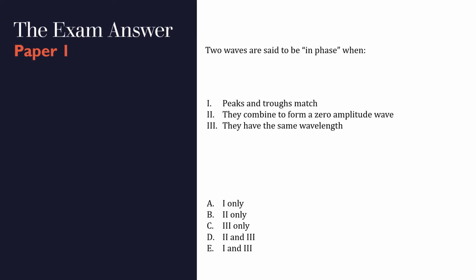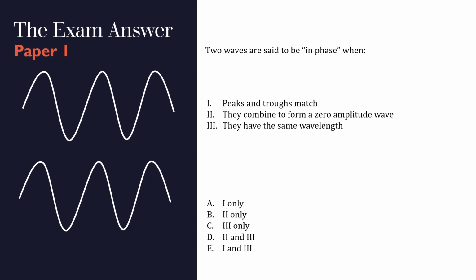Two waves are said to be in phase when peaks and troughs match. Well, we know the peaks match, and we know the troughs match when they're in phase, so that's correct. They combine to form a zero amplitude wave. Well, we know that if we combine these two, we should get a bigger peak and trough, the combination of both of them. So that's not true.